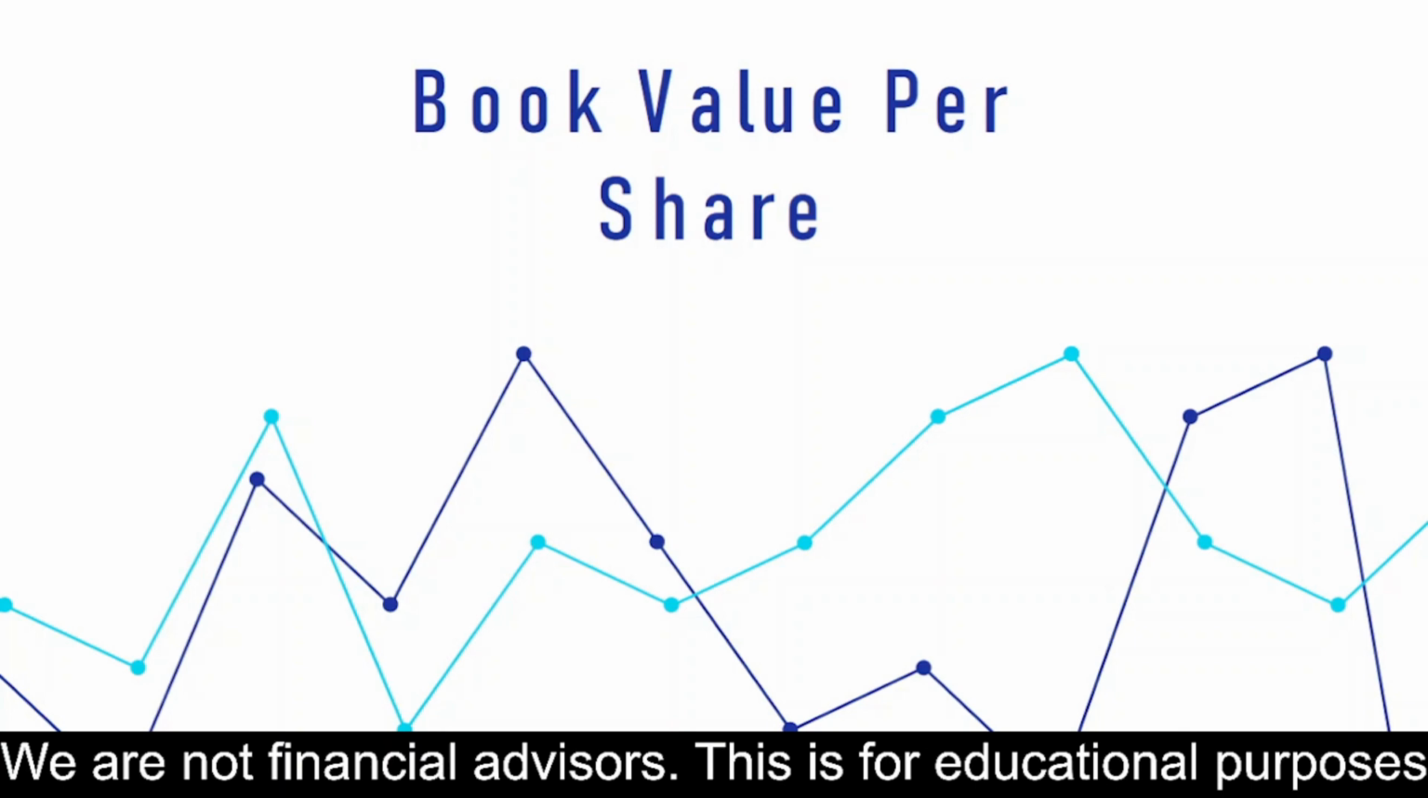I want to talk about one way you can find undervalued stocks. There's a lot of ways you can go out. There's different fundamental things you can look at. But one very common way that you can analyze a company's fundamentals and figure out if the current stock price is undervalued or not is book value per share.